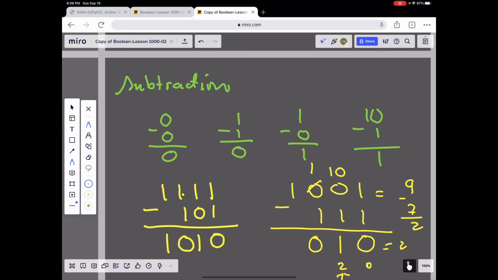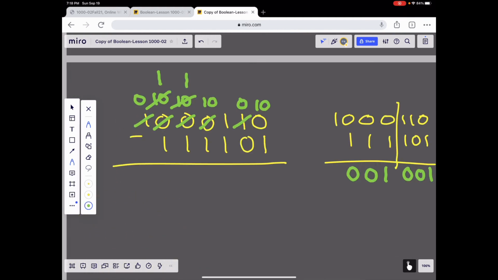All right, so let's do another example. You have to borrow the number in there. So when you subtract binary numbers, make sure that you borrow from the next digit. So the borrowing is needed in the case where 0 subtracts 1. So let's do this problem.